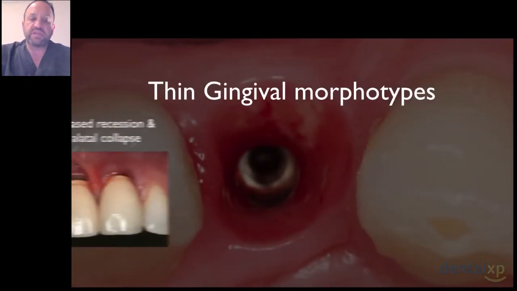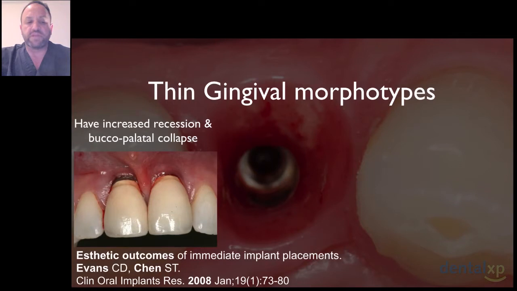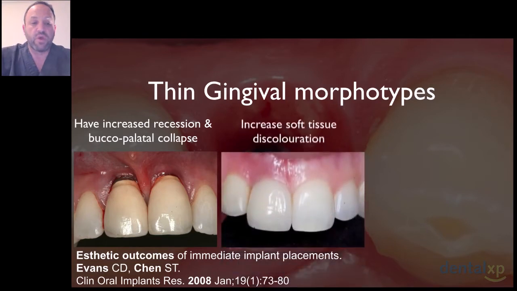The other difficult area that I want to talk about is thin gingival morphotypes. And we know from Evans and Chen that when we're dealing with a thin gingival morphotype, we definitely have far more recession and far more buccopalatal collapse, as you can see in this thin gingival morphotype case that I'm showing you here. We also know that we have increased soft tissue discoloration because we've got a thinner soft tissue, we get far more collapse, and there's more exposure of the implant, as you can see in this case. Despite the fact that we've got a very good soft tissue outline, you can see that the tissue is discolored and that there's something not 100% right with the case.